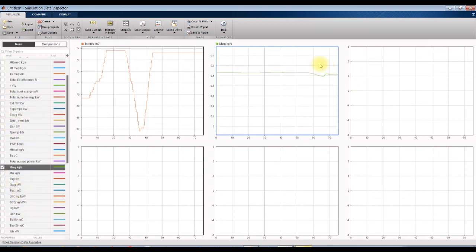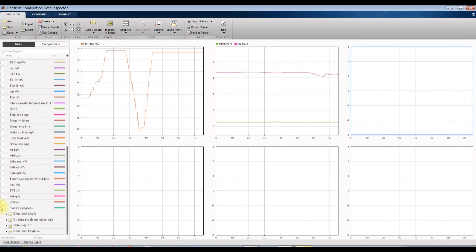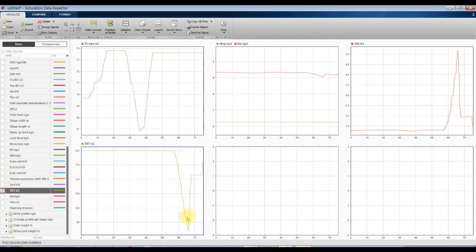This is mass flow rate of the gases, increasing and decreasing. Mass flow rate of the air, and so on. You can discover many parts. This is the volume of the tank of flash cyclone, because we increase the steam and decrease the steam pressure. And this is top brine temperature after decreasing and increasing, and so on.